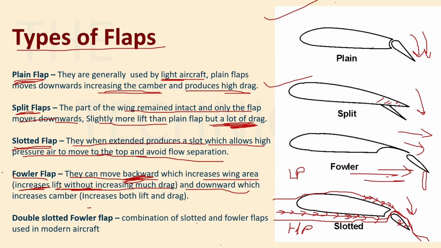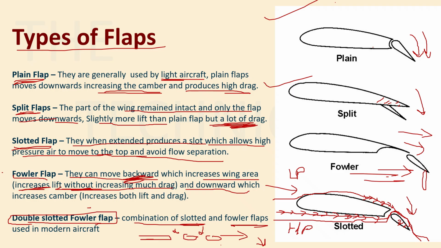Then you have double slotted Fowler flaps. Nothing much in that. They are just a combination of your slotted flaps and your Fowler flaps. So this is the most modern type of flaps, which is used in your airliners. You'll have two slots in that. I don't have the image here, but you'll have two slots there. Like, this is your wing. You have one slot over here, another slot over here, and they'll also move backward and they'll also move downward.